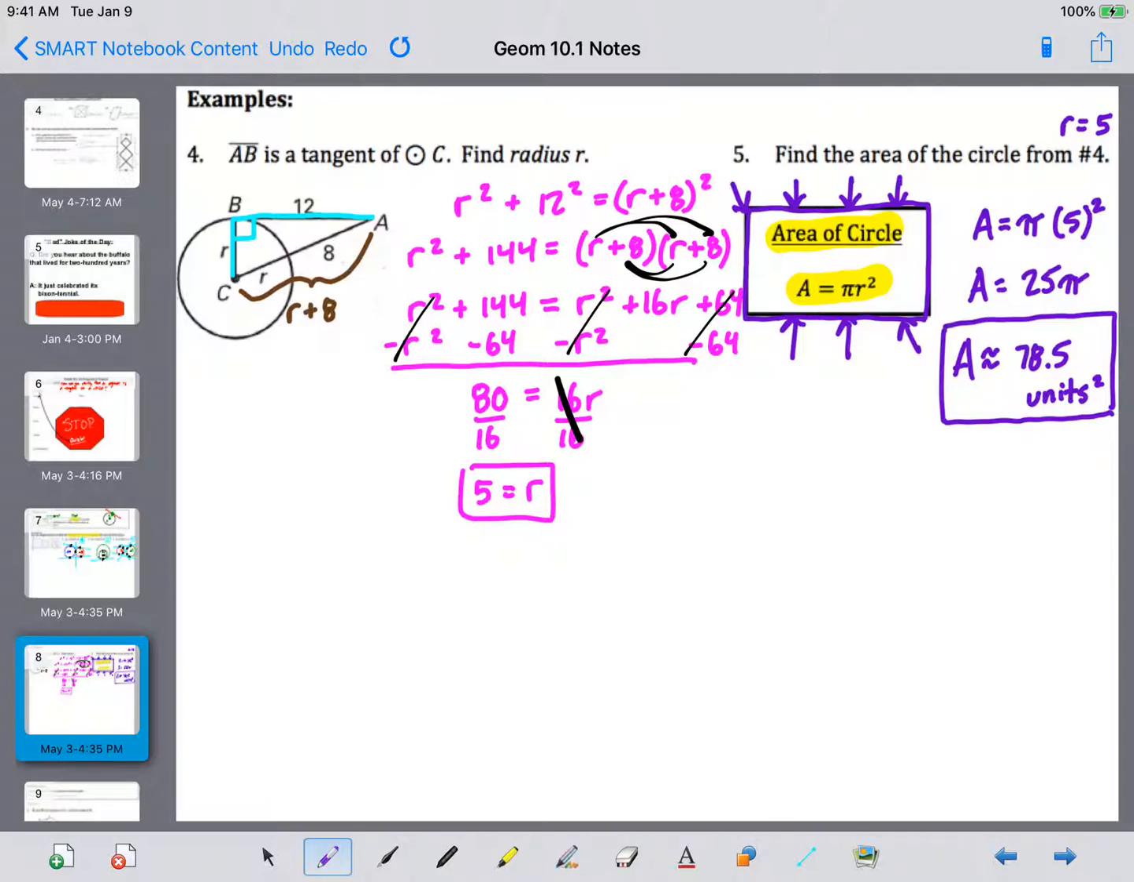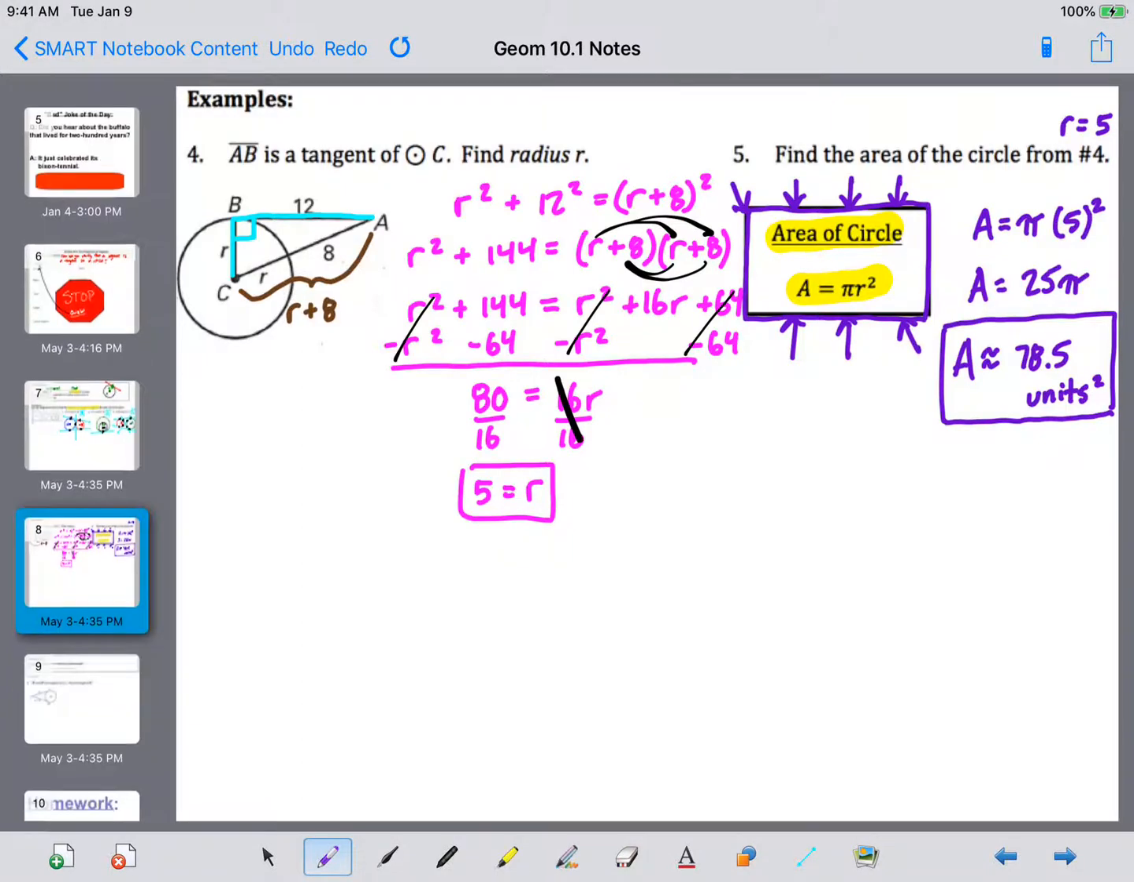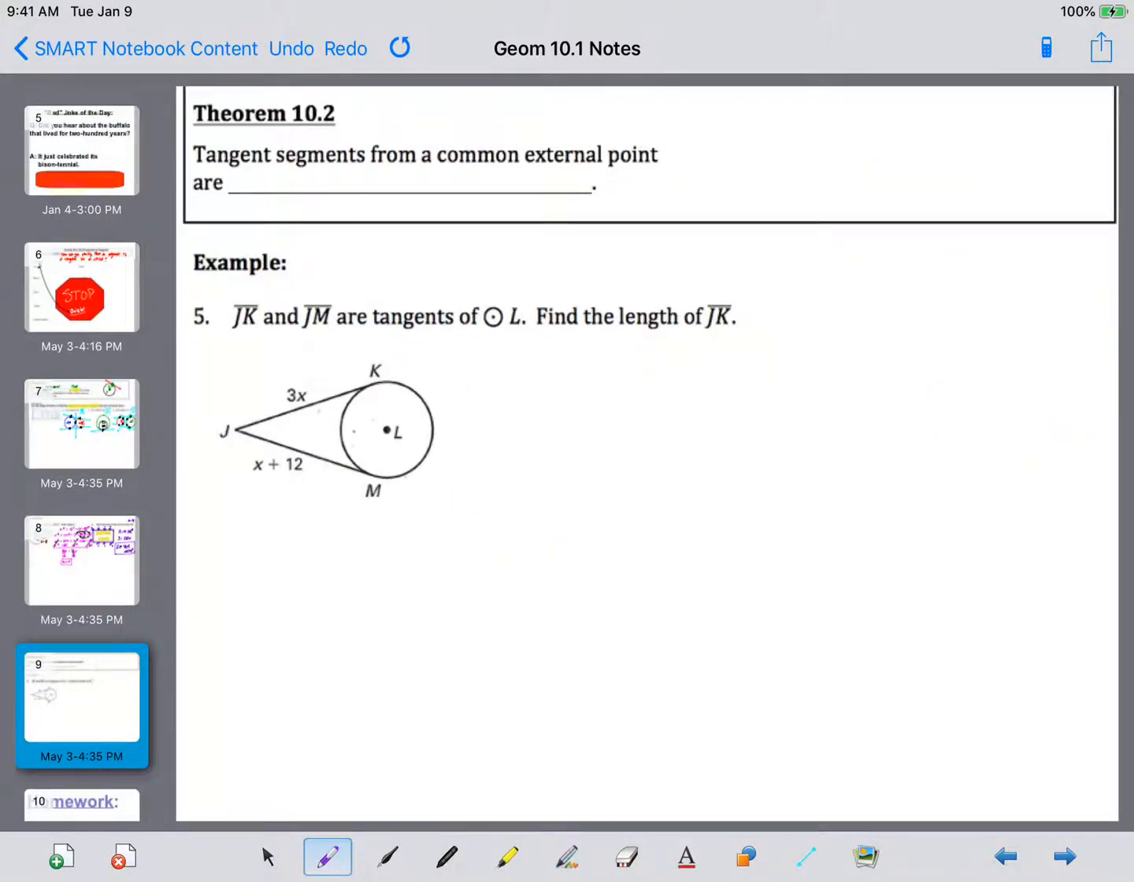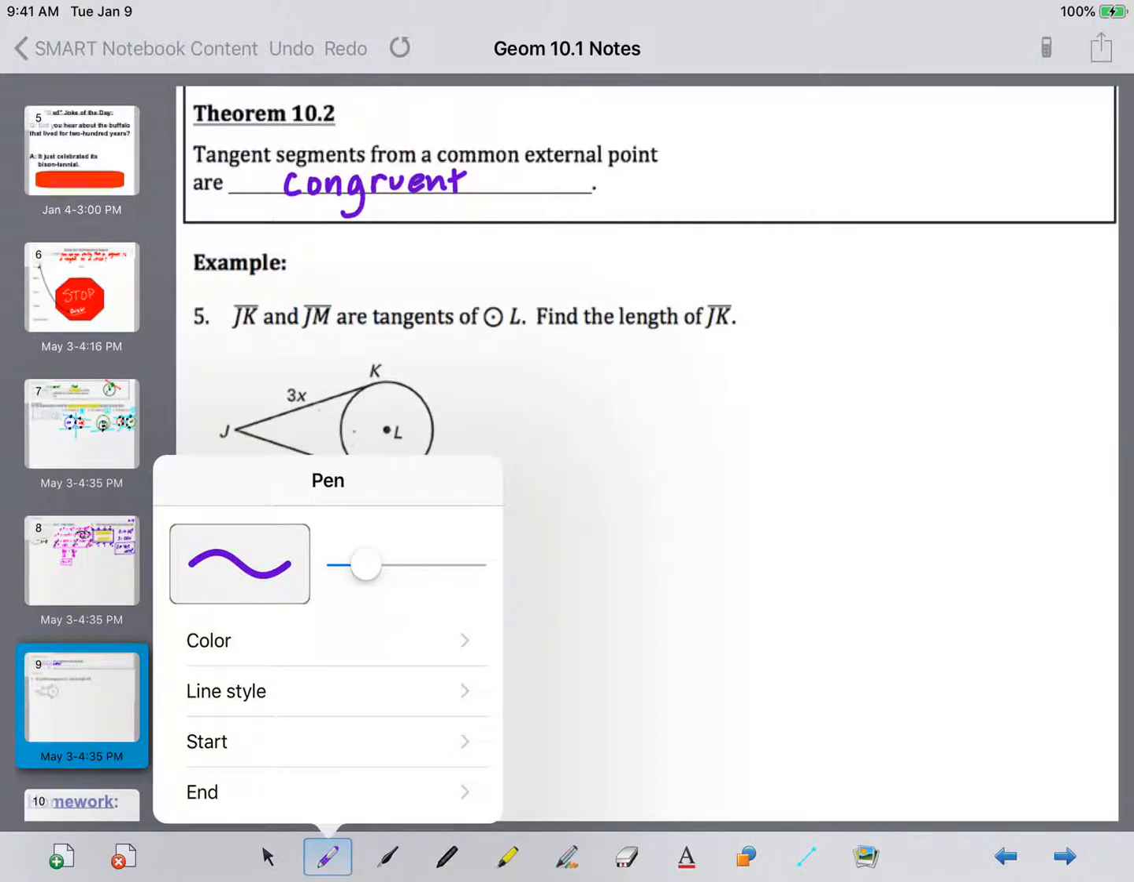Okay, let's look at one last theorem here, and we'll finish up with an algebra problem. Okay, so tangent segments from a common external point are congruent, which is a lot of times the case when we're looking at theorems. We always seem to be saying things are congruent in geometry.